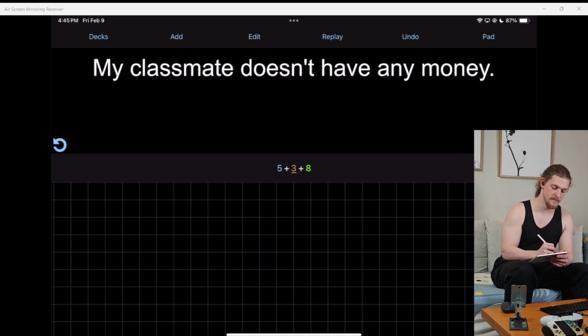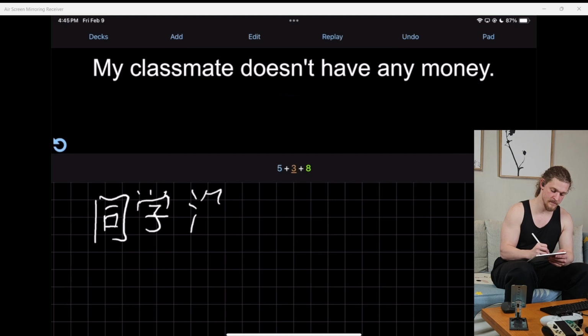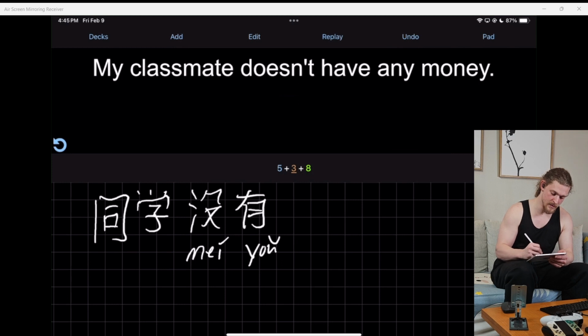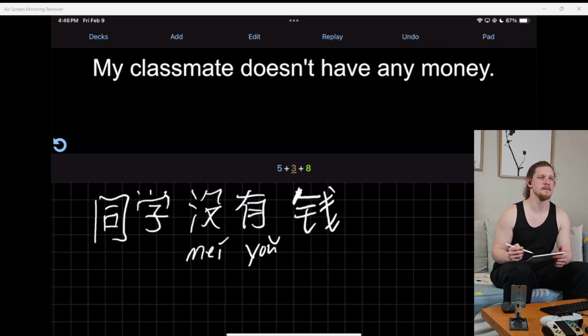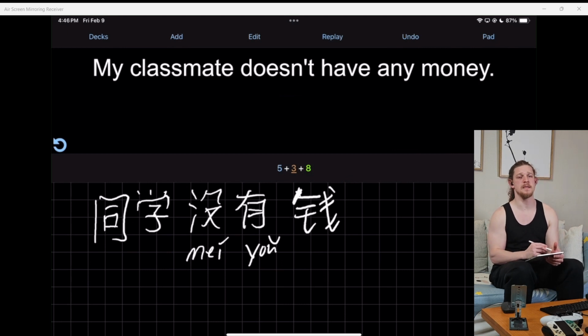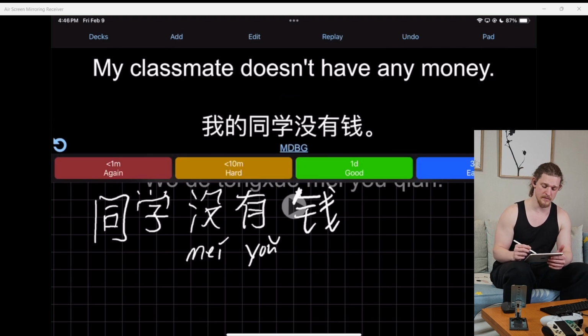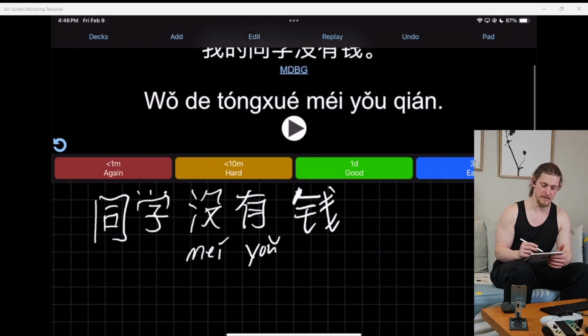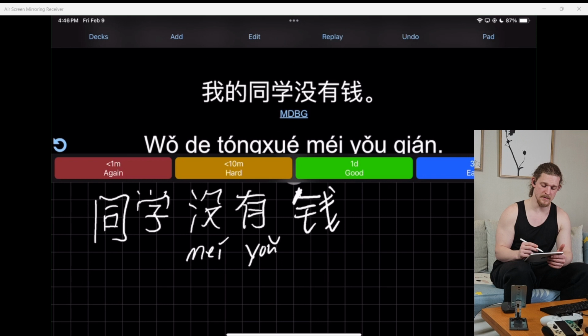我的同学没有钱. 同学. 钱. 没有钱，我的同学没有钱 means my classmate has no money. 我的同学没有钱. And so 我的 is my, 同学没有钱.